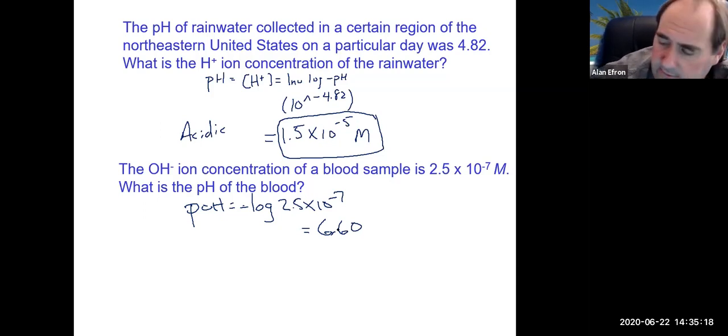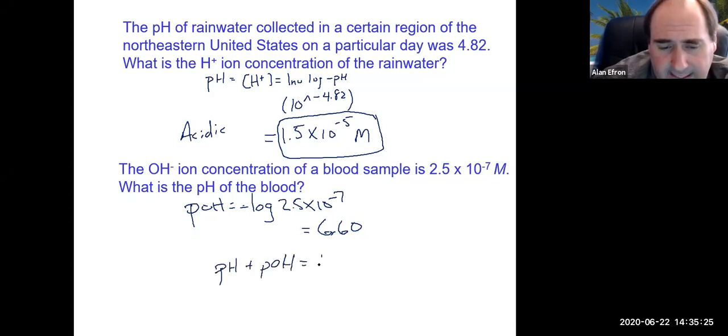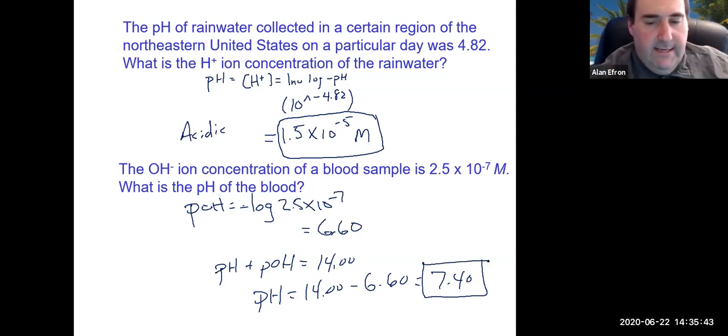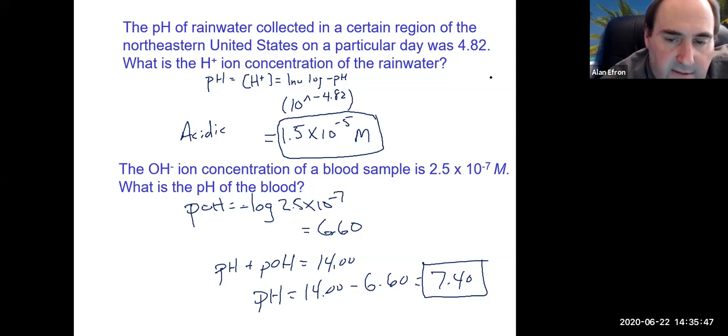So then we could use the relationship that the pH plus the pOH equals 14. That means that the pH would equal 14 minus our 6.60. And if we do that, it looks like 7.40 for our pH. Any questions on that calculation there?